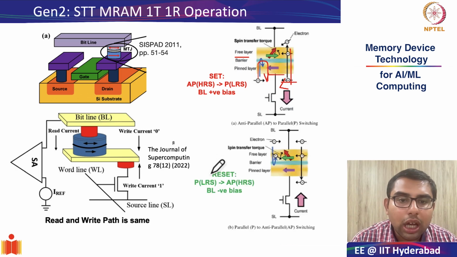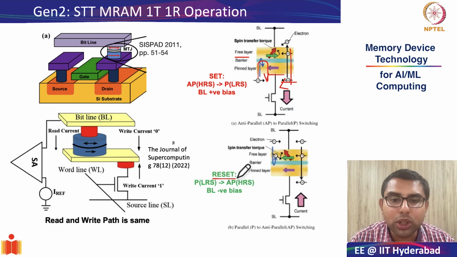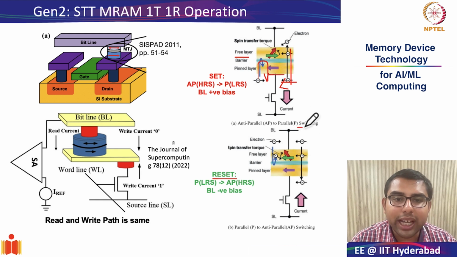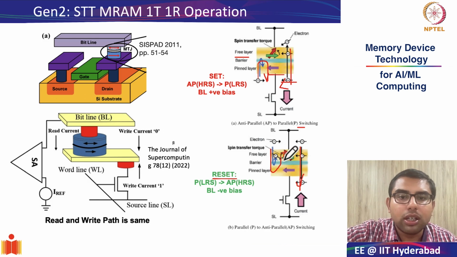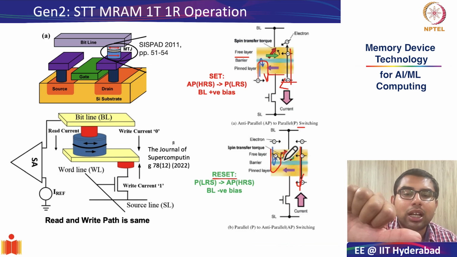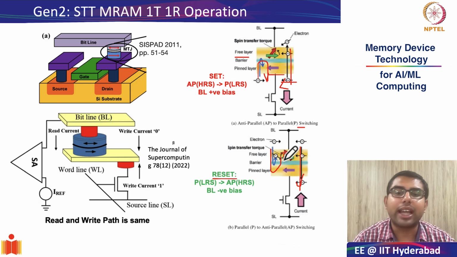Next, we will see how the reset happens. The reset happens by applying a negative bias to the bit line. Therefore, current flows from higher potential to lower potential. Therefore, electrons having same polarization as your free layer get easily transmitted, whereas those having opposite polarization get reflected away, thereby flipping the polarization of the free layer from this direction back to this direction.